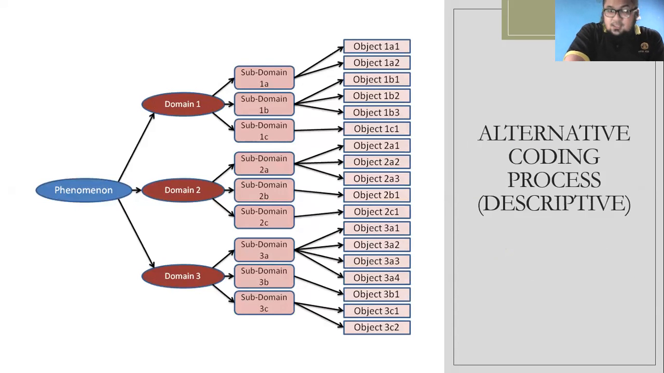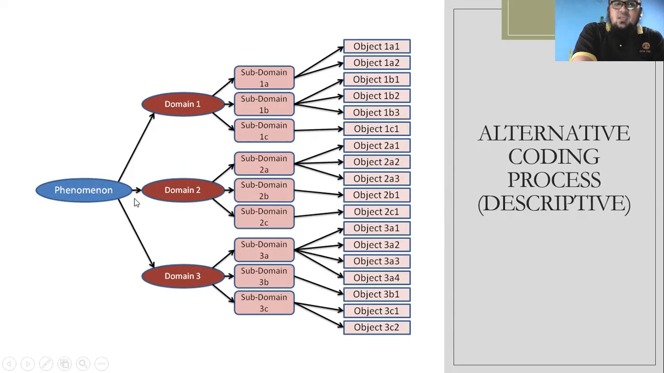So this is one alternative. This is not prescriptive. This is not a must. There are lots of ways for you to organize your data. But one alternative is doing a descriptive thematic analysis or domain analysis. You break down a complex phenomenon into components. For example, we have one phenomenon and we break it into three components: domain one, domain two, domain three, and we further break down the domains into subdomains until we get the object. The objects are the codes you obtain from the interview.